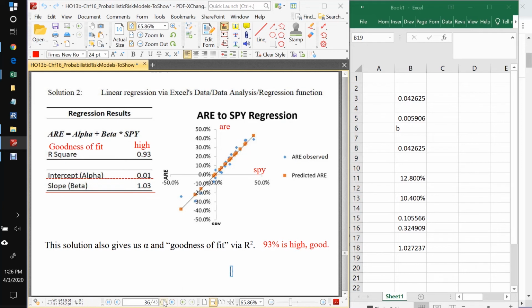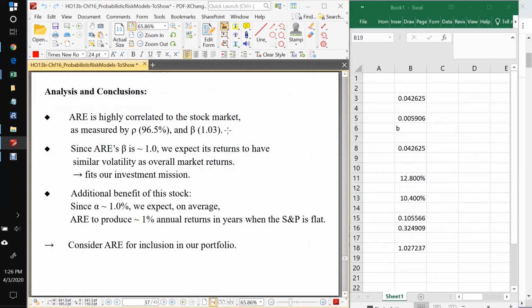All right, so what can we conclude about this? Definitely, ARE is highly correlated to the stock market. We saw that with the rho. Remember, rho can only go as high as 100%, so that's pretty good. We also saw that with our beta equals 1, which means it's pretty much moving identically with the S&P in terms of direction and magnitude. Because of that, especially beta, we say that it's got directionally same movement and similar volatility, so it fits very much our portfolio's investment mission.